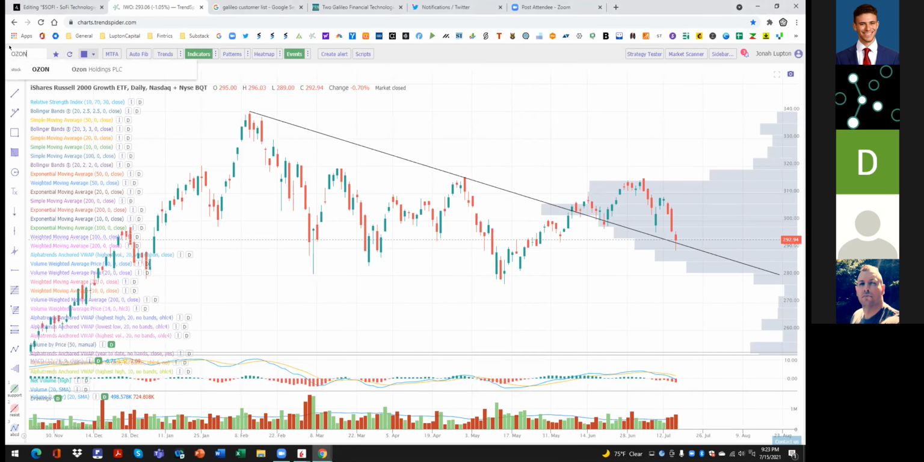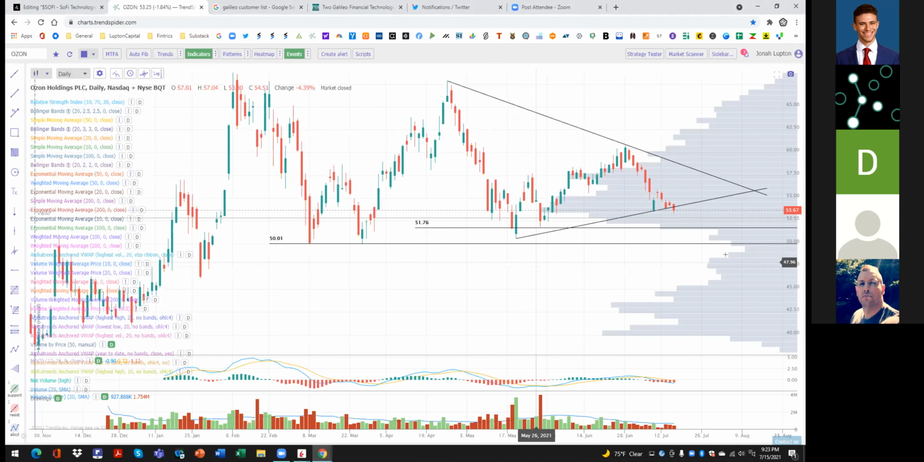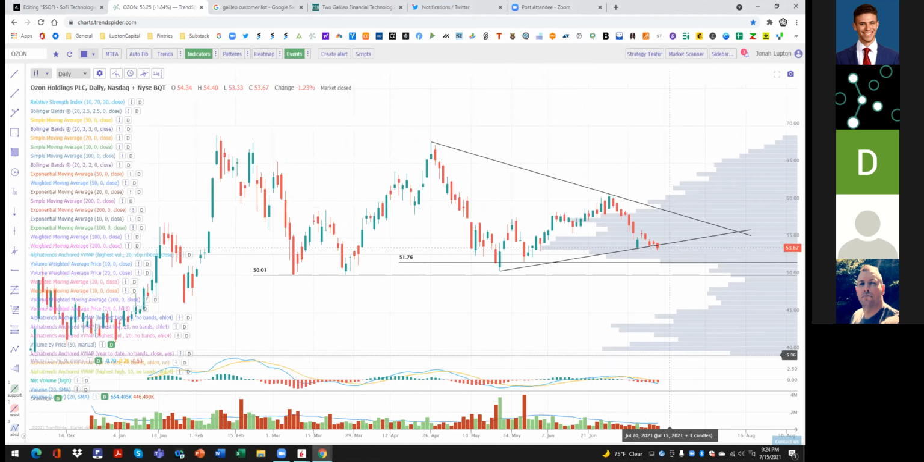One stock I did sell today was Ozon, Russian e-commerce company. So I was looking for a bounce here, to stay in this wedge. And once Ozon dropped below there, I let it go.